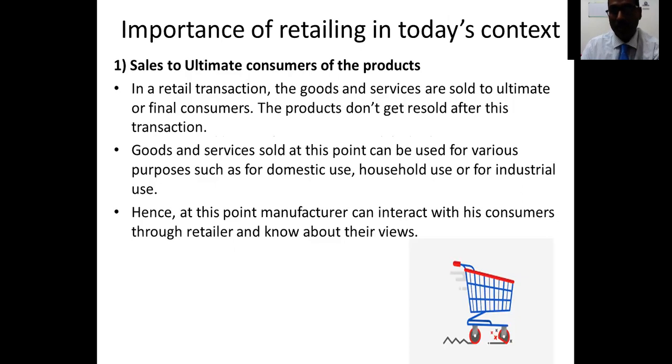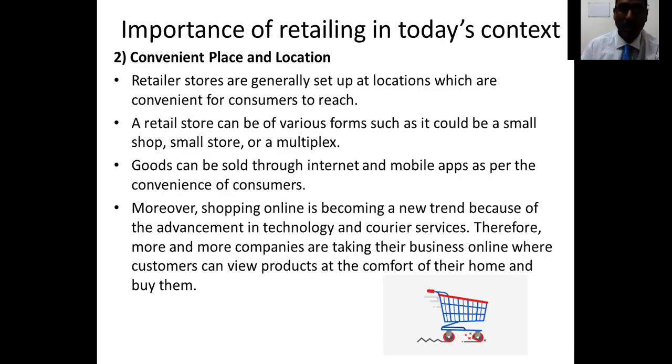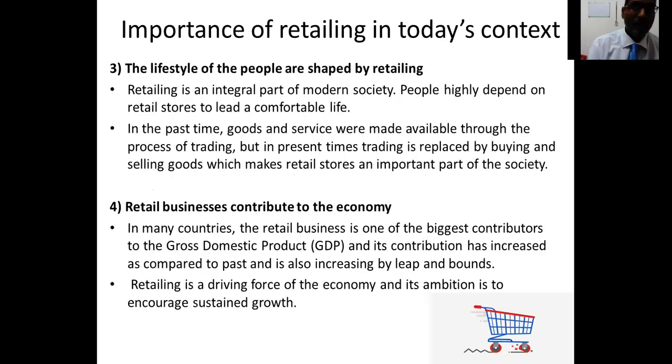In a retail transaction, the goods and services are sold to the ultimate or final consumers. The product doesn't get resold after this transaction. It reaches the ultimate user, who are the end users. Hence, at this point, the manufacturer can interact with the consumers through the retailer and know about their views. So the retailer helps us to take the feedback. The retailer is the place which is convenient for the people to buy our product. That's the second point. And then the lifestyle of the people is shaped by retailing.